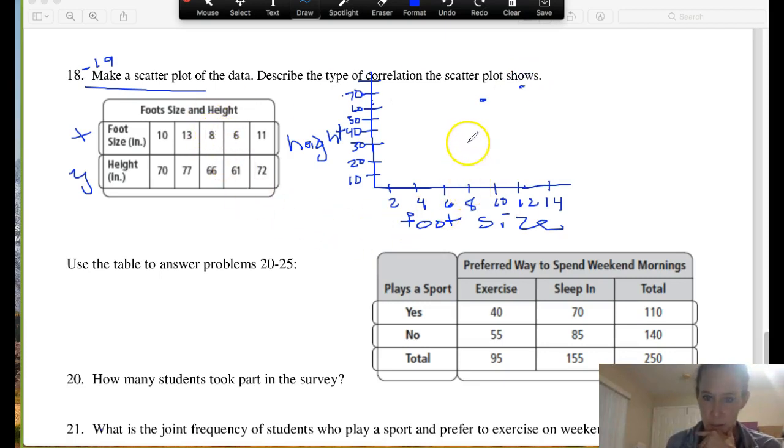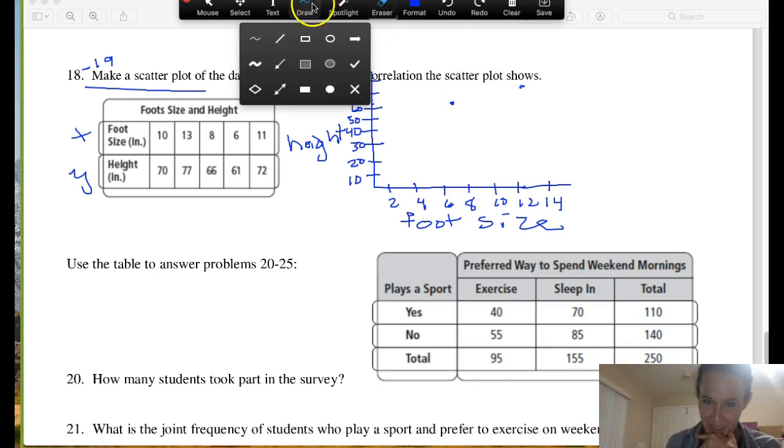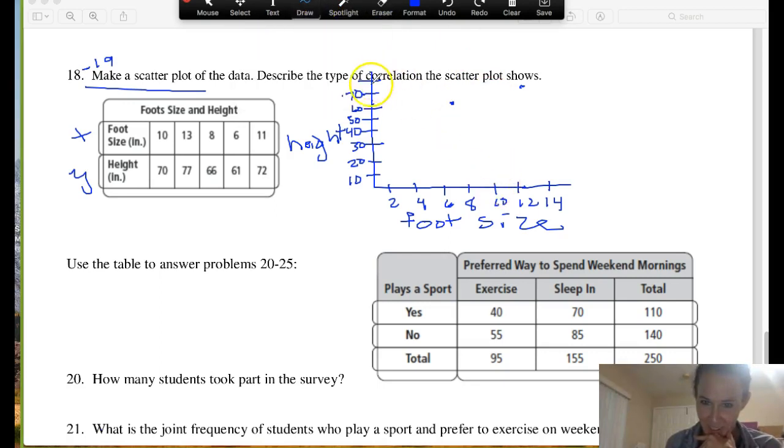8 will be at 66. And this is not very accurate. I apologize. This should be up a little more. Let's try this again. 10 and 70 right here. All right, 8 and 6. So I go over 8, up 66. I go over 6, up 61. So right about there.